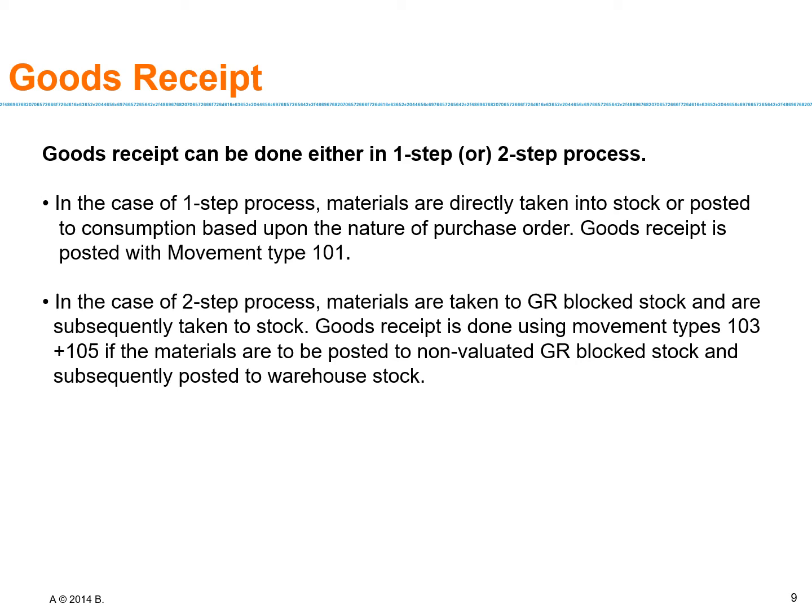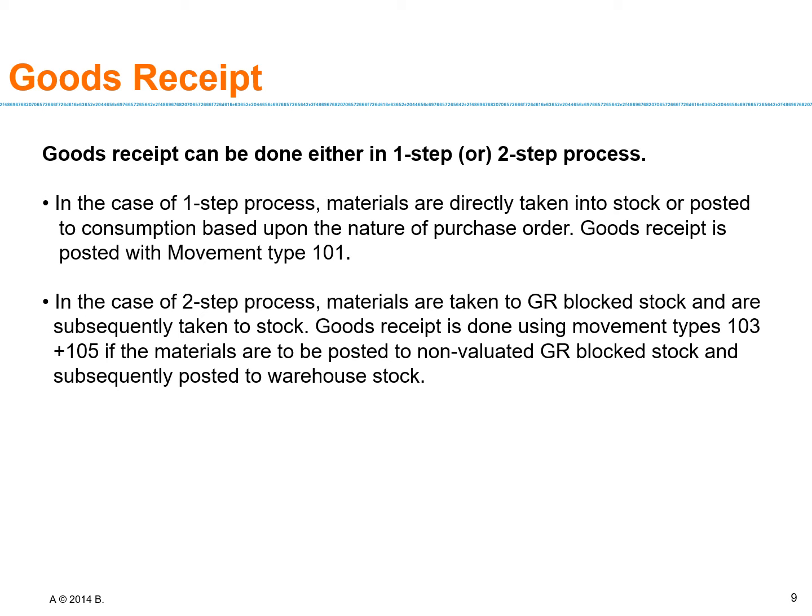Now let's see how the goods receipts can be done. We basically follow a two-step process in goods receipt. In the case of the one-step process, materials are directly taken into stock and posted to consumption based on the nature of the purchase order. And in the two-step process, materials are taken into blocked stock. Blocked stock means that it is not yet accepted and is subsequently taken to the stock, right? Both of these processes are relevant in the ERP's acceptance of goods receipt, right?